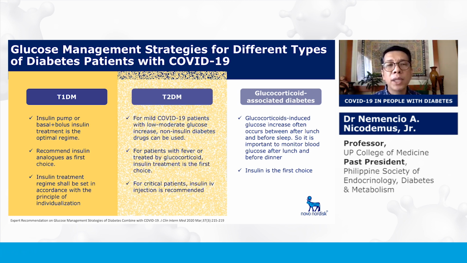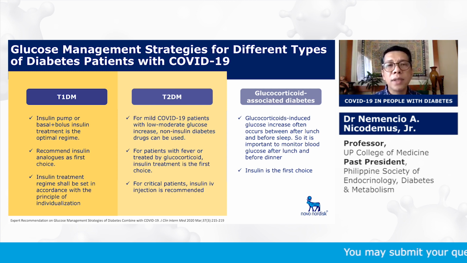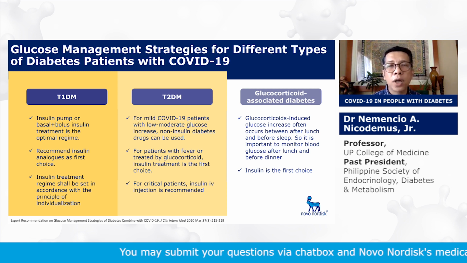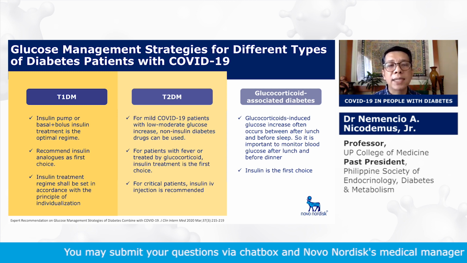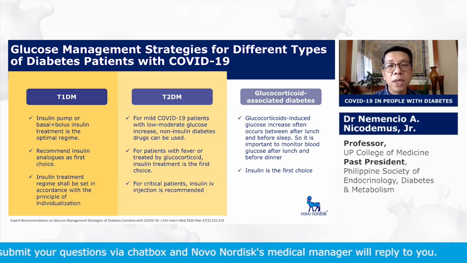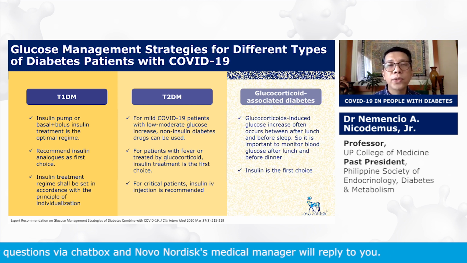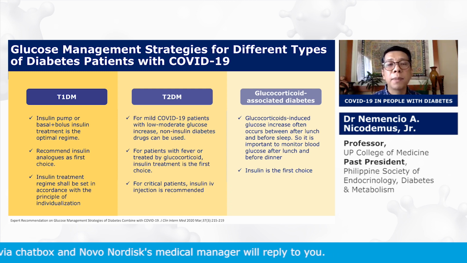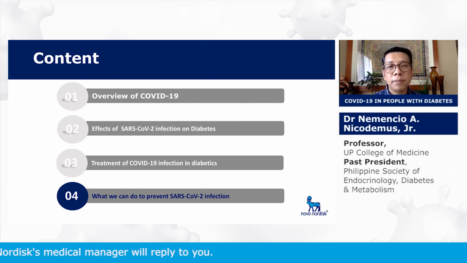For our patients with type 2 diabetes, those with mild diseases and even the moderate diseases may still continue with their oral agents. But for patients who already have fever and even those being treated with steroids, the first line drug of choice are your insulins. Especially if they are admitted, we might need to use intravenous insulin. And for those who are being treated with steroids, it's important that we give insulin as the drug of choice.